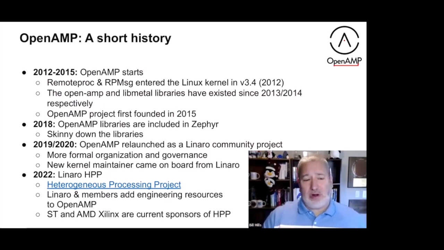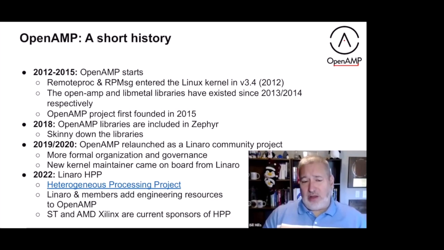In 2018, ST, Xilinx, and Linaro worked to get OpenAMP adopted as the standard IPC mechanism in Zephyr. And in that process, we found that the libraries were a little heavy, so there was a good bit of work to do to skinny those down and make some portions optional if you didn't need them. So that work happened, and that was successful, and OpenAMP is an important part of Zephyr.